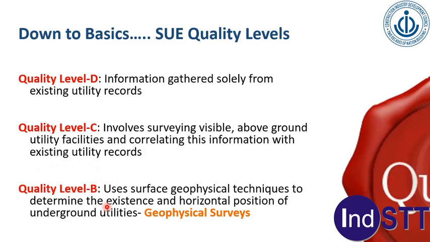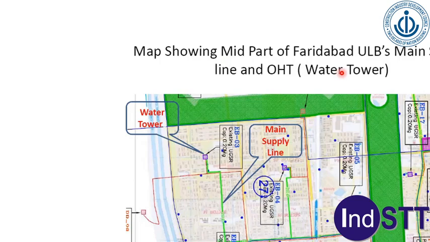This is a map showing the mid part of Hyderabad ULB's main supply line and overhead tanks. This is quality level D data. This is the data which is very important to gather, of course, because it gives you a good starting point for your further work, but this is not good for design purposes.